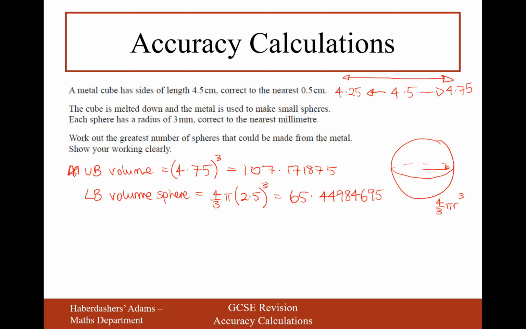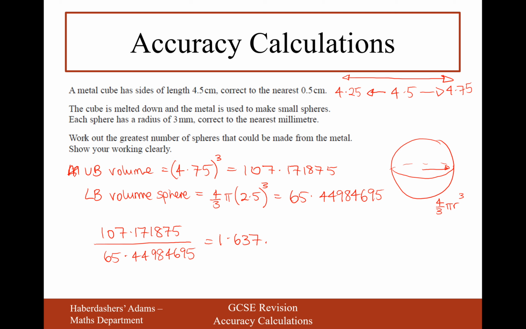So now if we want to make as many spheres as possible, we're going to need to divide one by the other. So it's going to be 107.171875 divided by 65.44984695. So type that big long thing out onto the calculator, 107.171875 divided by 65.44984695, and we get 1.637.